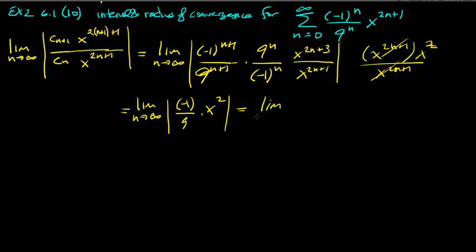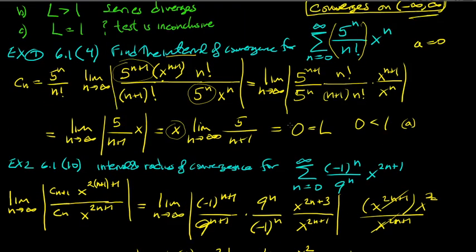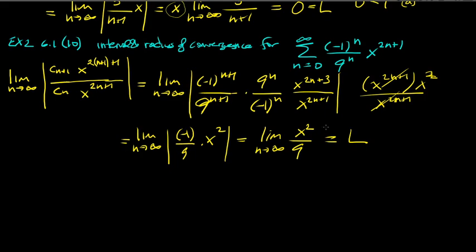This is just going to be the limit as n goes to infinity. So in absolute value, negative 1 is just positive 1. So this is just x squared over 9. And that's my L here. So in this case, this limit depends on x. If you remember the previous example, we got 0, and it didn't matter what x is. But here, it will matter what x is.